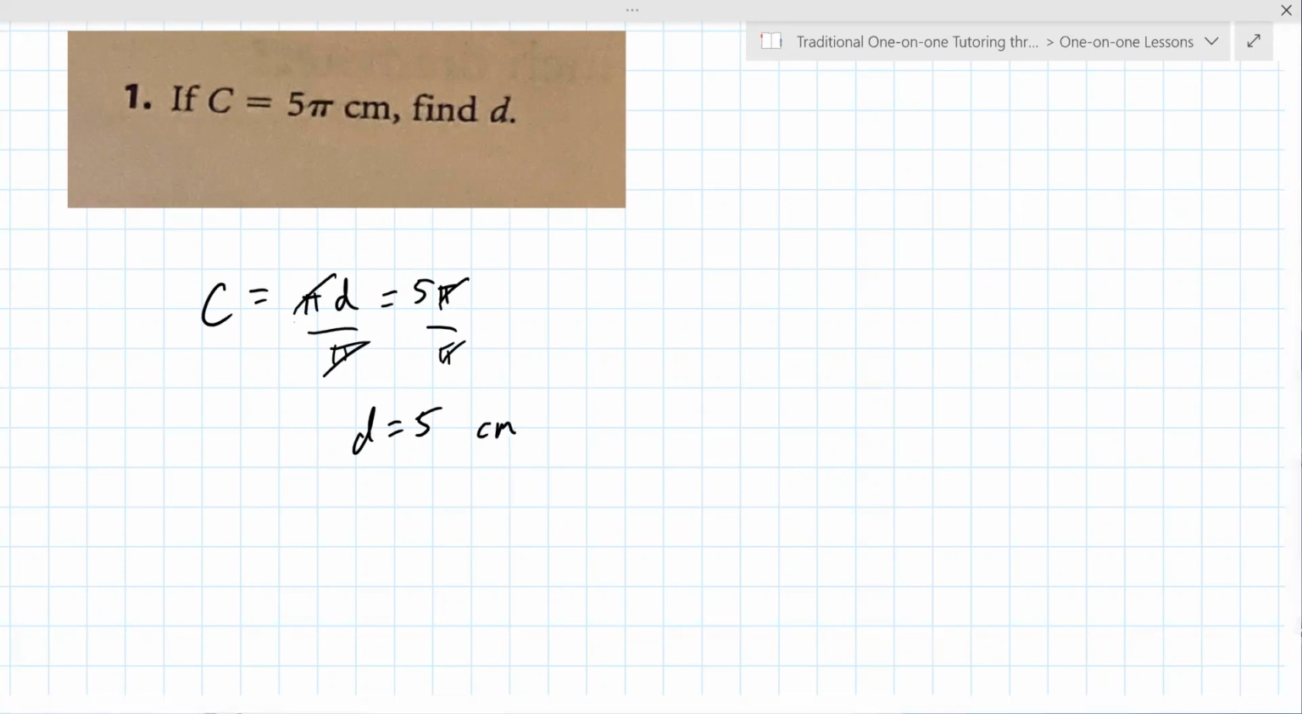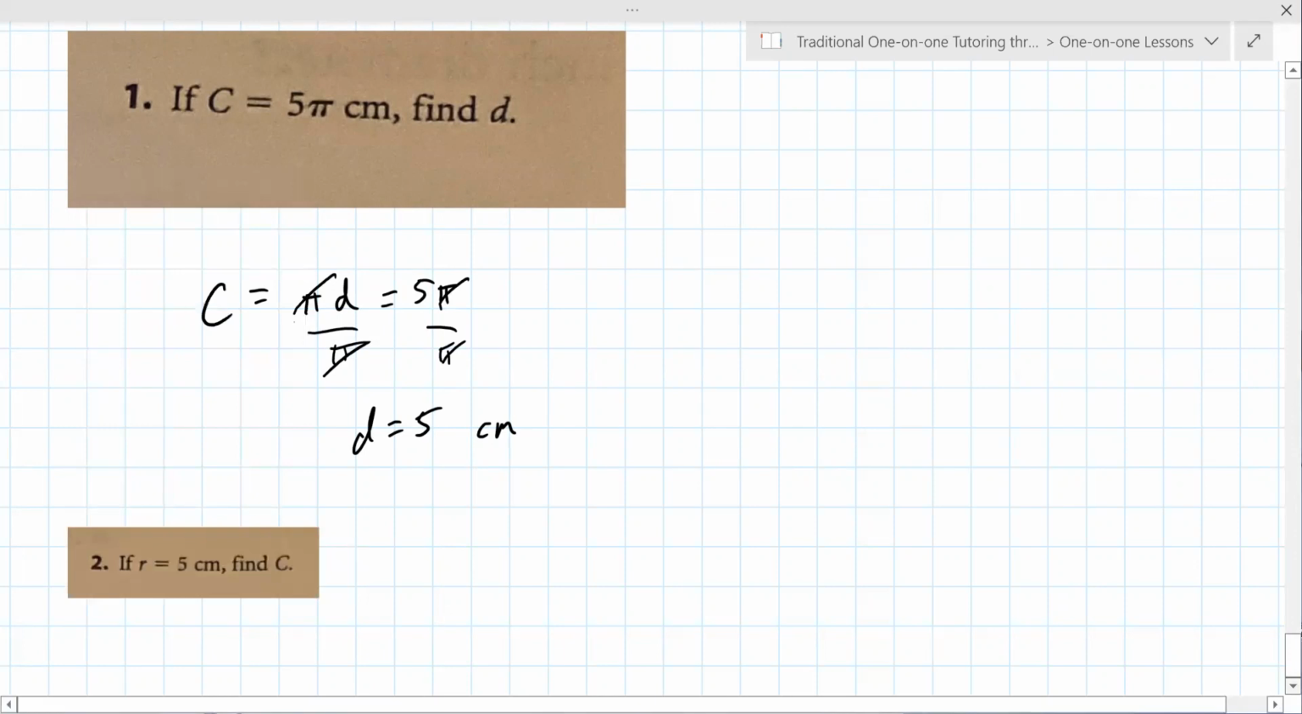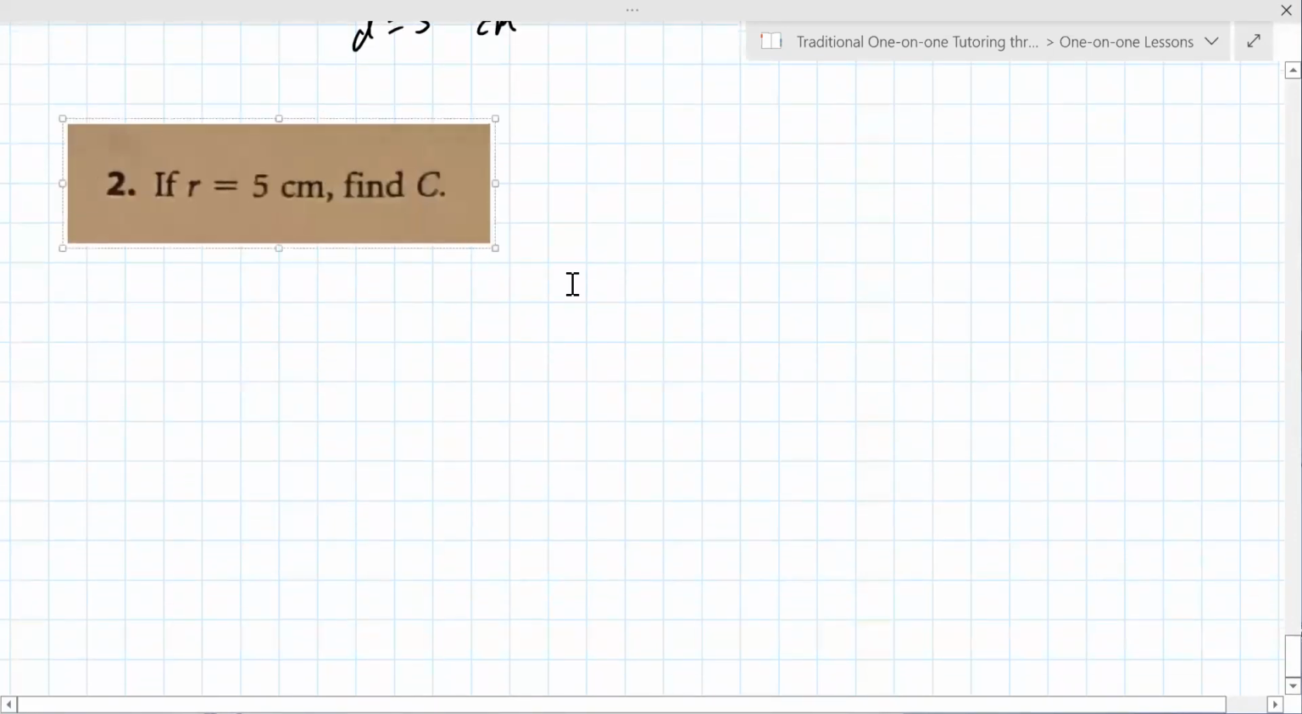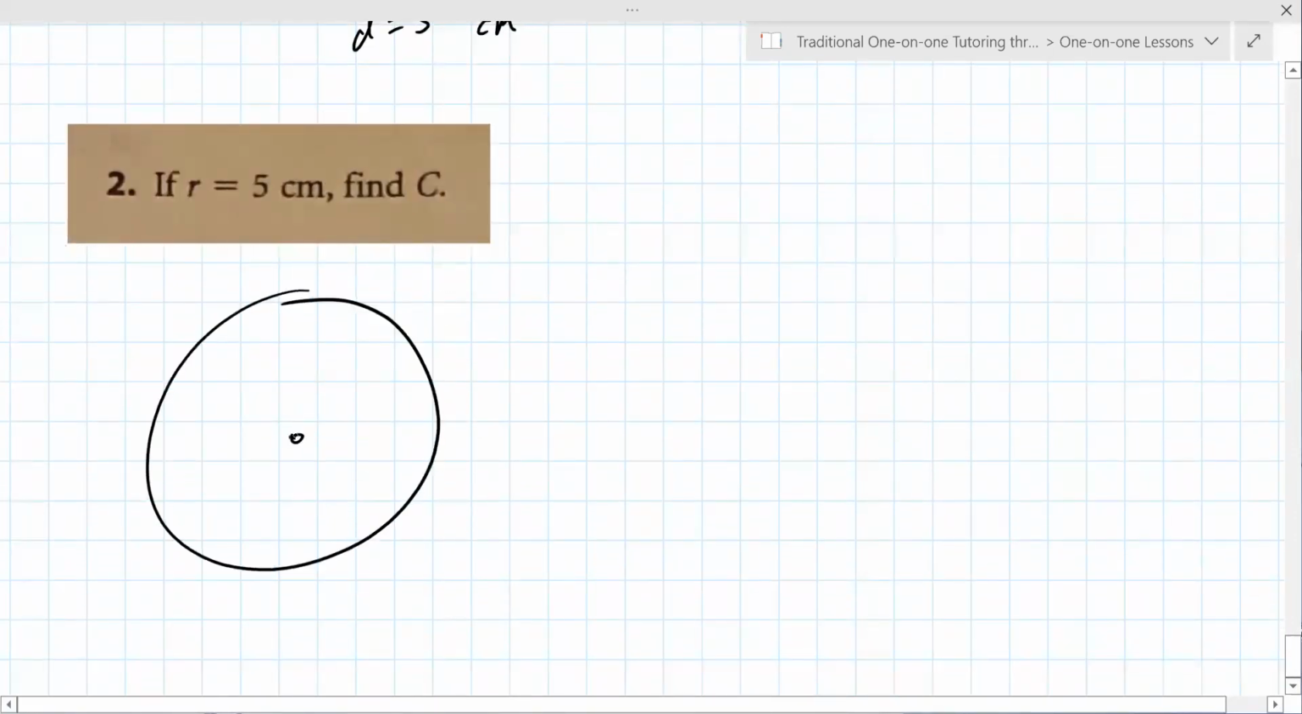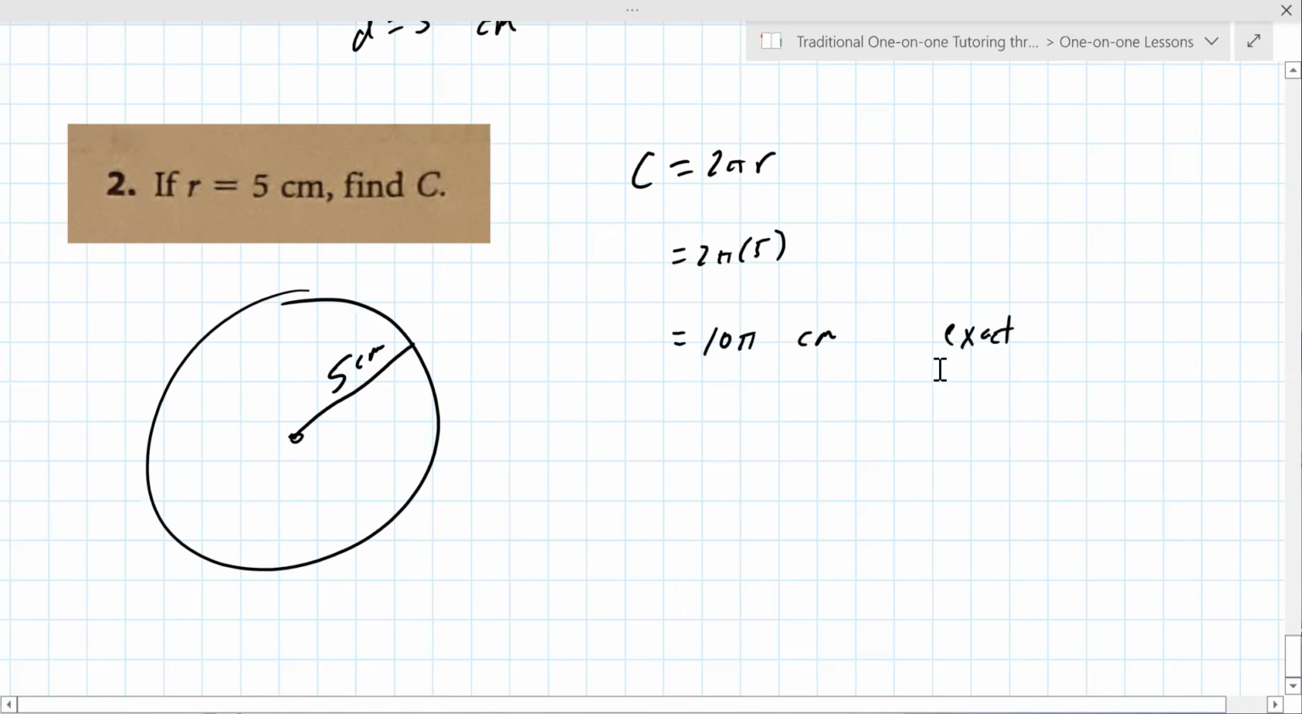Number 2 is a little bit different. So this time they're giving you R. And if you need to, you draw a circle. Circumference is 2 pi R. So it's 2 pi times 5, 10 pi centimeters. But that's the exact. Now, if they want the approximate, then I have to multiply 3.14 times 10. Yes.